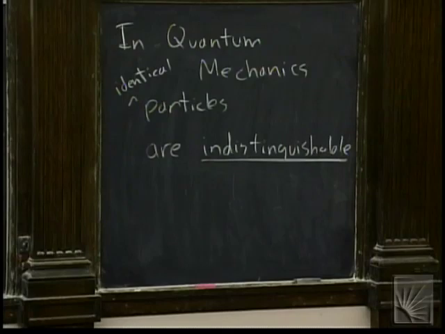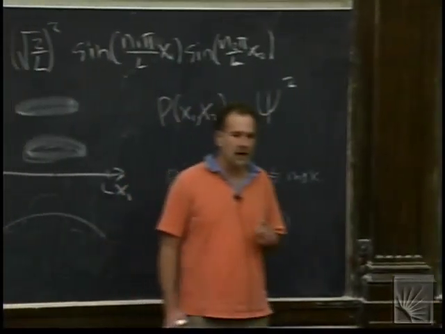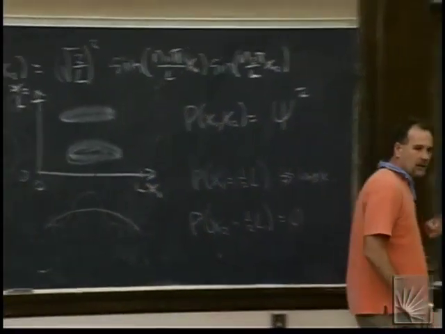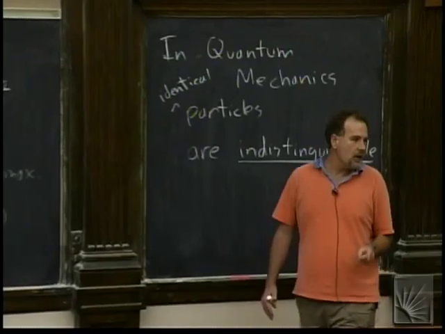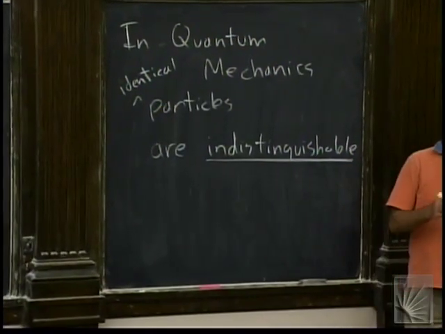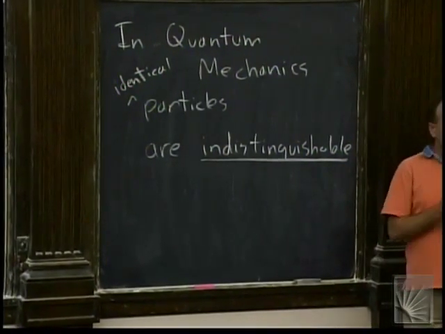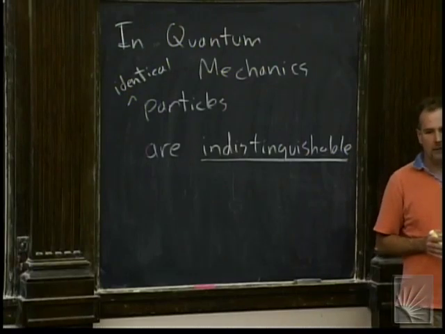I don't mean like if you have identical twins and you can't tell them apart, right? You could ask them and they could tell each other apart, right? Indistinguishable in quantum mechanics really means at a very fundamental level, there is no way to distinguish one particle from another.